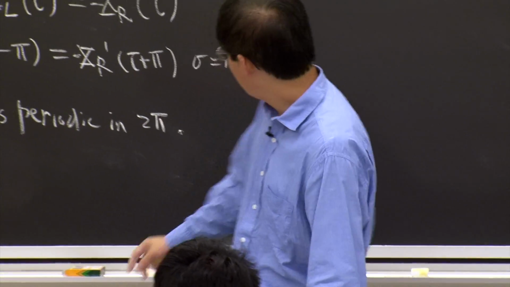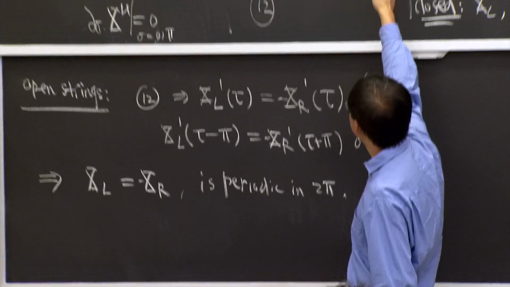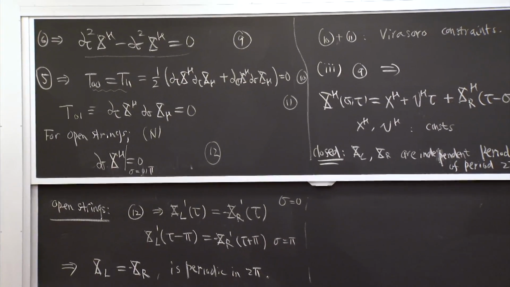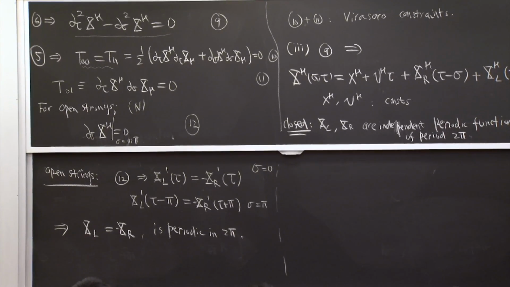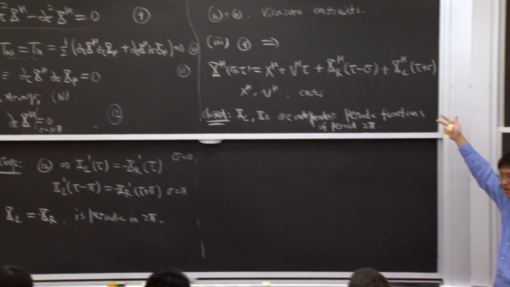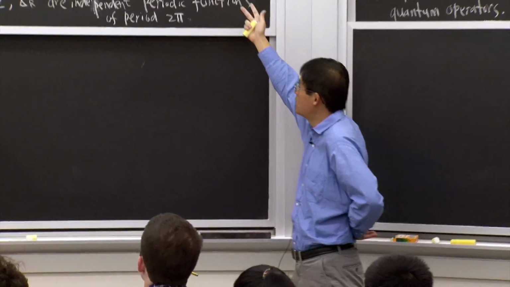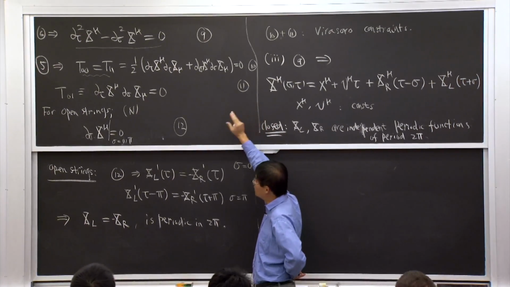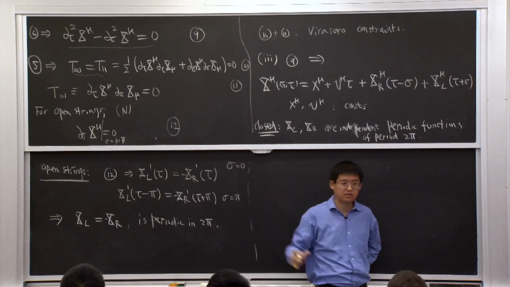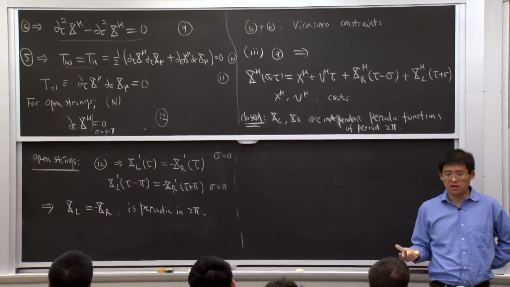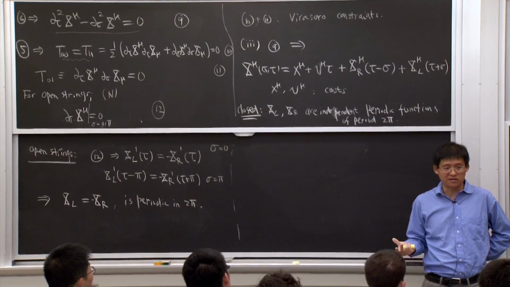But we still have to solve 10 and 11. So what 10 and 11 do is impose some non-trivial constraint between X_L and X_R and X^μ and V, etc. You just plug this most general solution into 10 and 11, and it will impose some constraint on those functions. So I urge you to try it a little bit yourself.